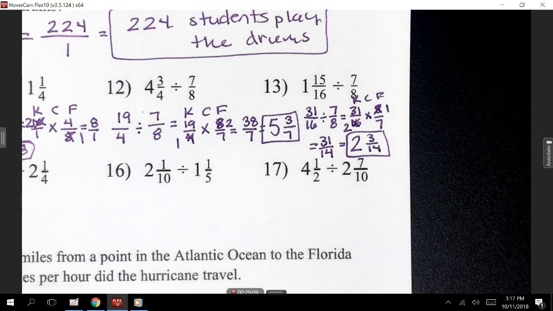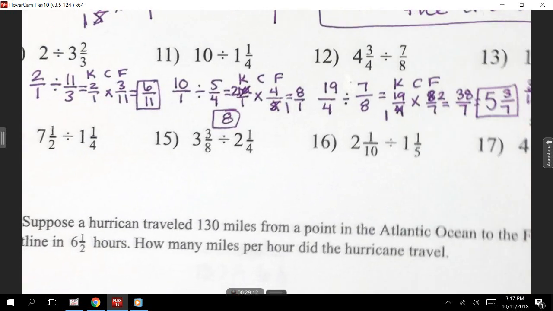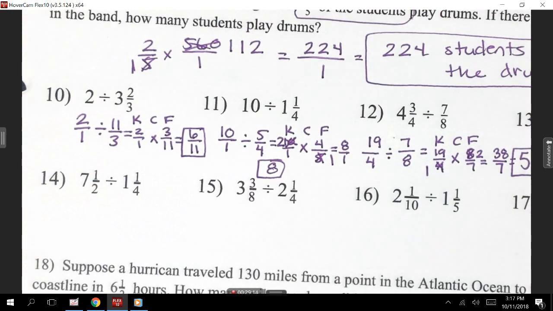All right, let's look at the next one. All right, we're going to change these to improper fractions first.